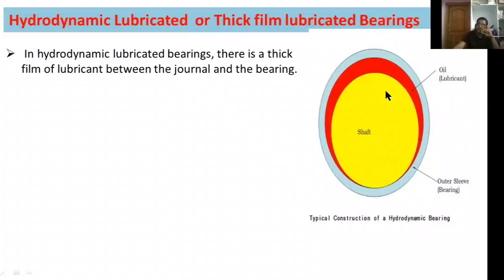This shaft is also called the journal or moving element. This yellow circle is the moving element or shaft, and this outside circle is the stationary element or bearing. The gap between shaft and bearing is called clearance. This gap is filled with the lubricant, that is oil or grease, whatever it may be.